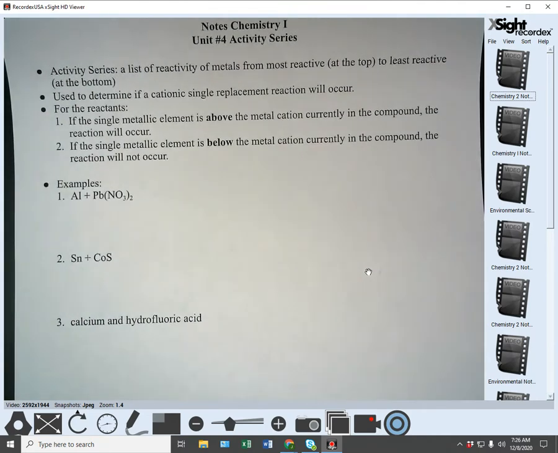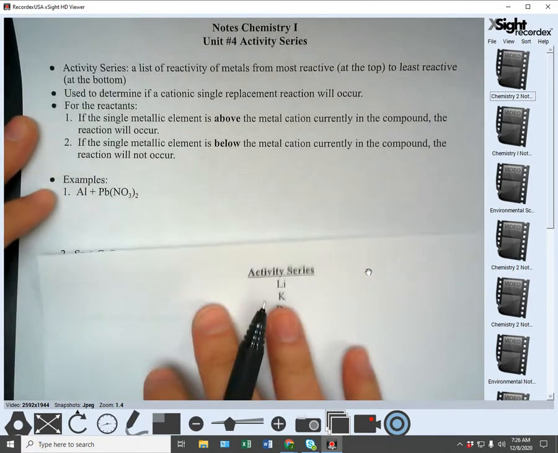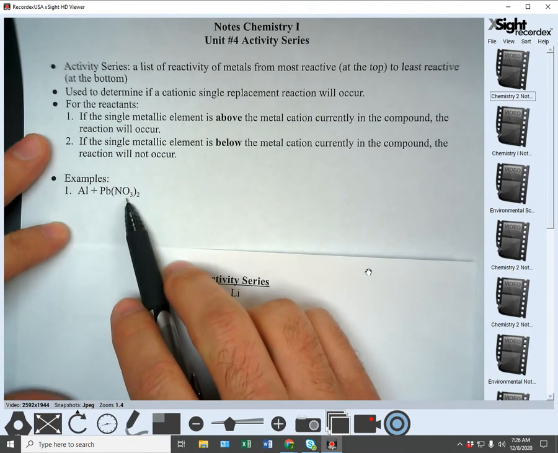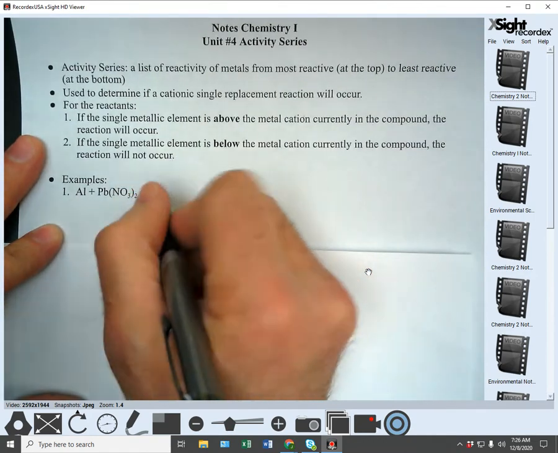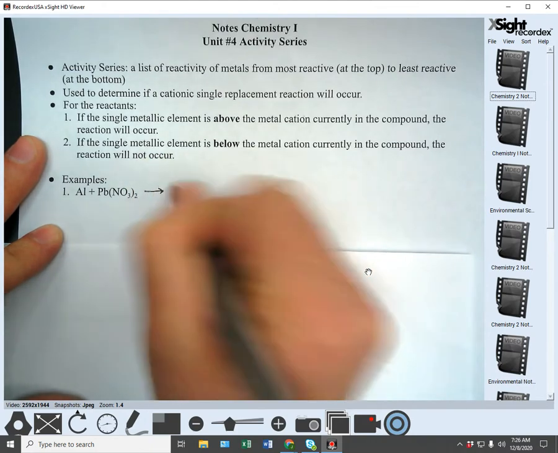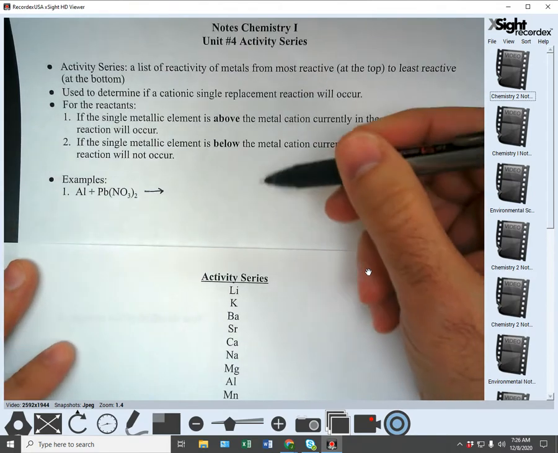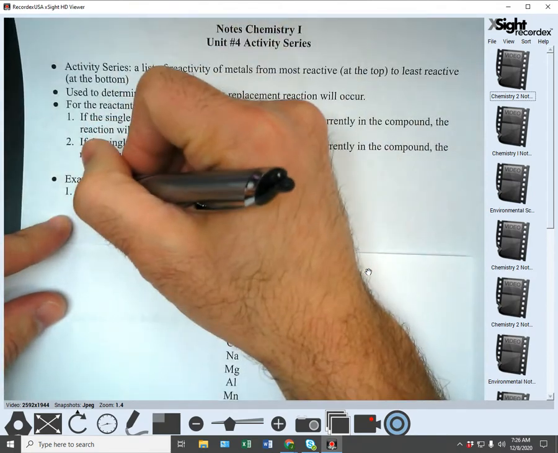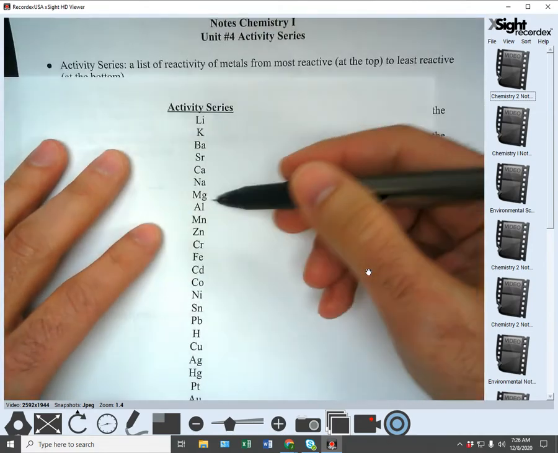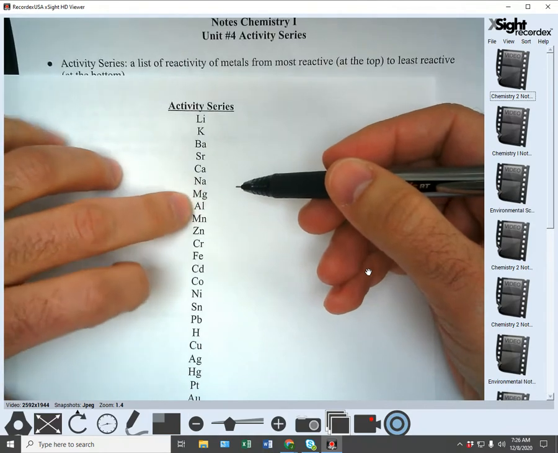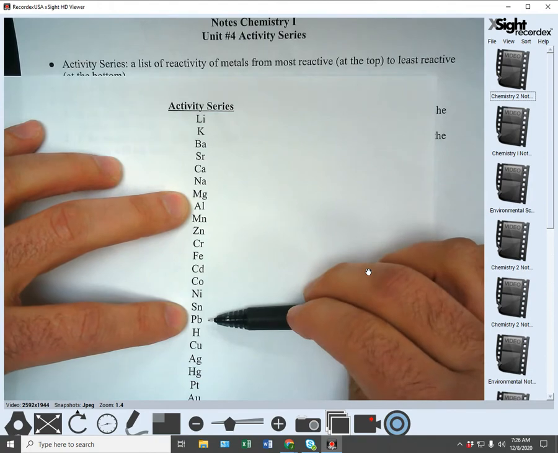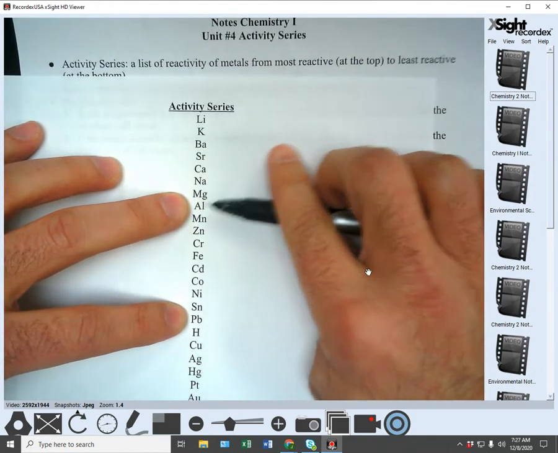Okay, so let's take a look at the first example. Aluminum and lead 2 nitrate. We're seeing if this reaction will happen or not. Our cations are aluminum and lead, Pb. So we look on our chart here. Aluminum is here, and lead, Pb, is down here. So aluminum is more reactive than lead. So aluminum should end up with the anion.